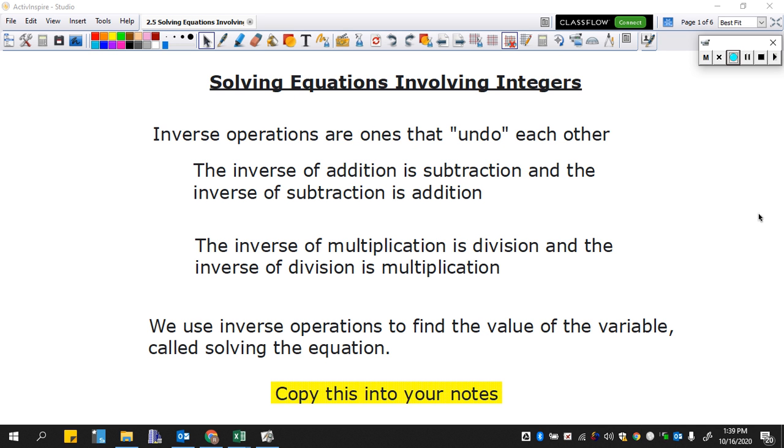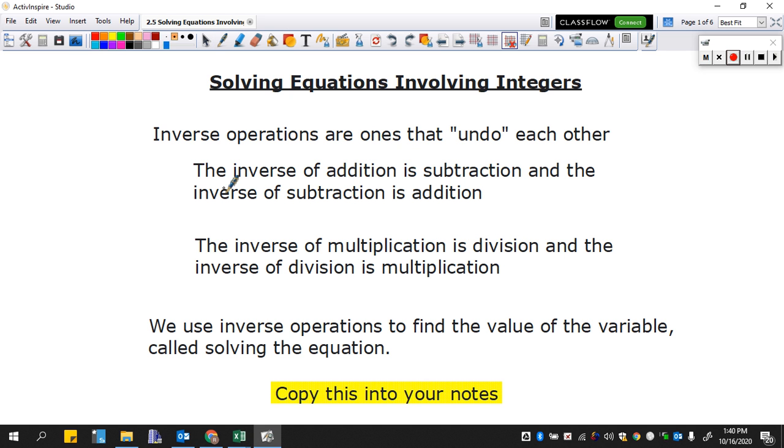Today we're going to learn about solving equations that involve integers. Now all the equations that we're solving are just simple one-step equations. Remember, integers are positive and negative numbers. In order to solve an equation, we need to use inverse operations. Inverse operations are operations that undo each other.